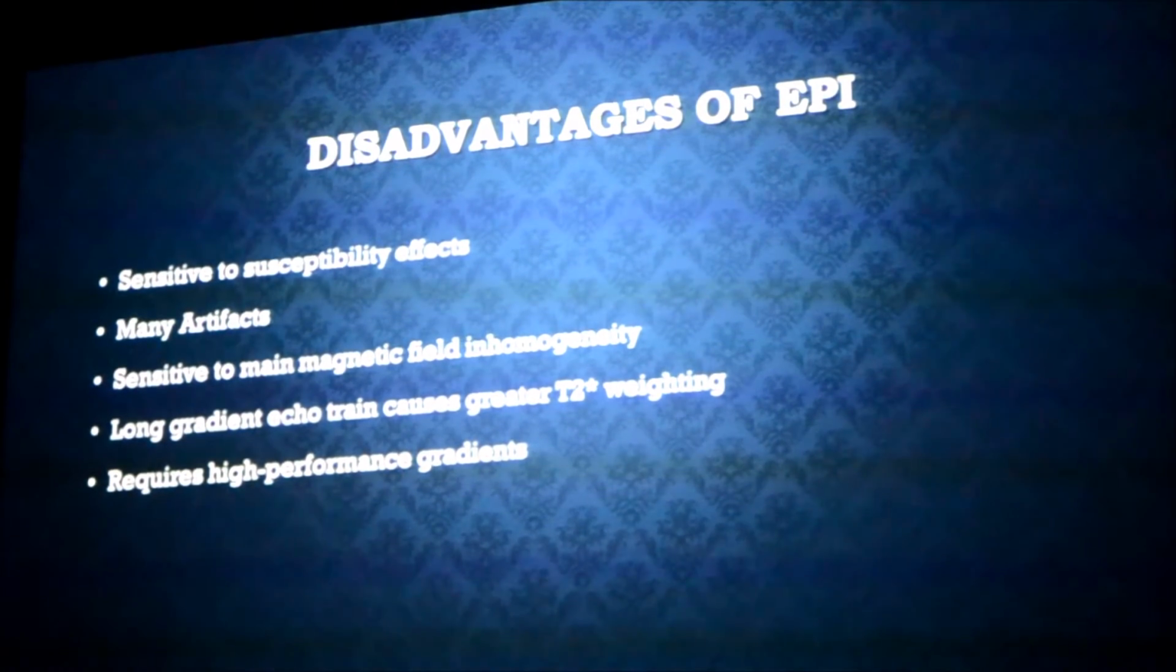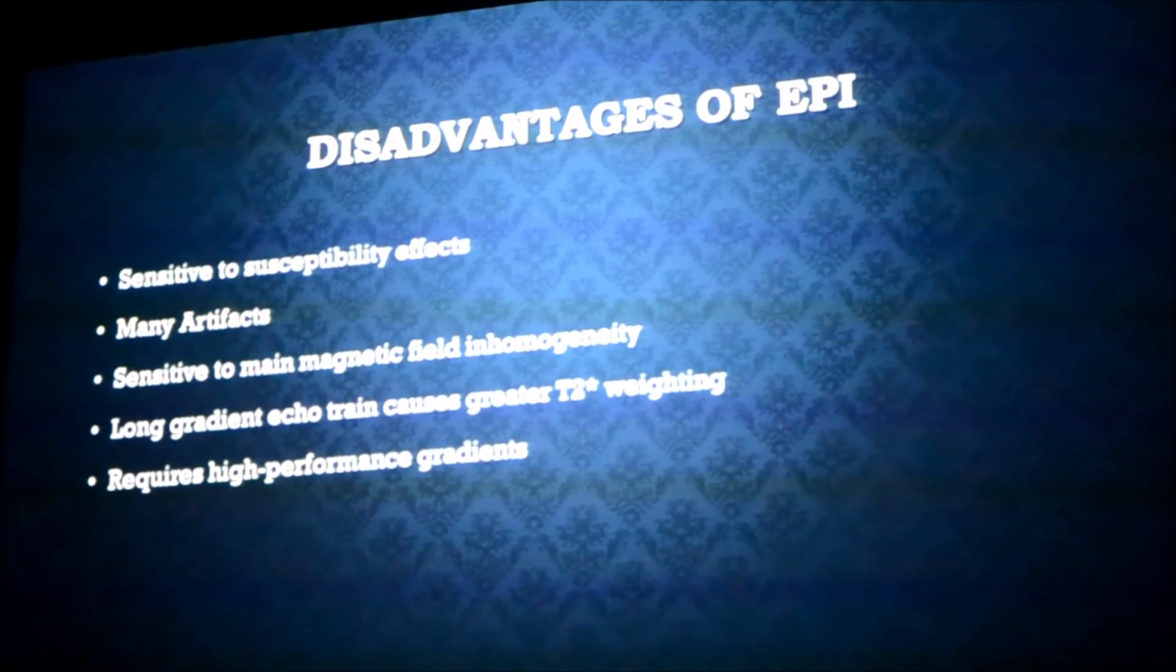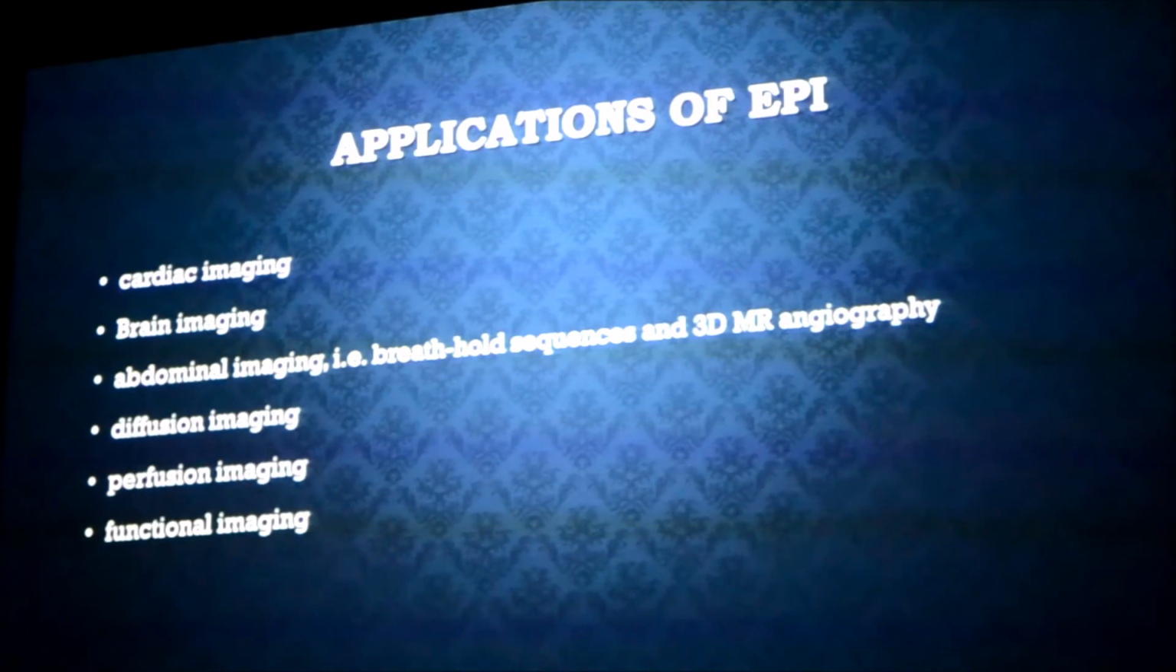Here are some disadvantages of EPI. It is very sensitive to susceptibility effects, and it is very prone to artifacts. Moreover, the hardware requirements are very critical, and we have to make a long gradient echo train, so that causes greater T2 star weighting, and it requires high performance gradient coils, etc. EPI is now widely used in cardiac imaging, brain imaging, abdominal imaging, diffusion imaging, perfusion imaging, functional imaging. It is very much in use for research and also for clinical applications.